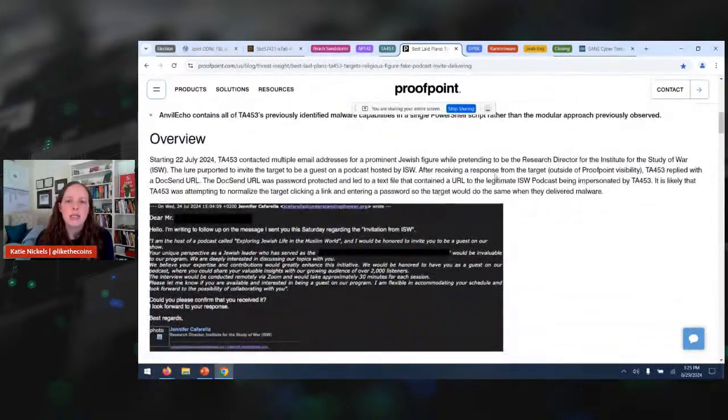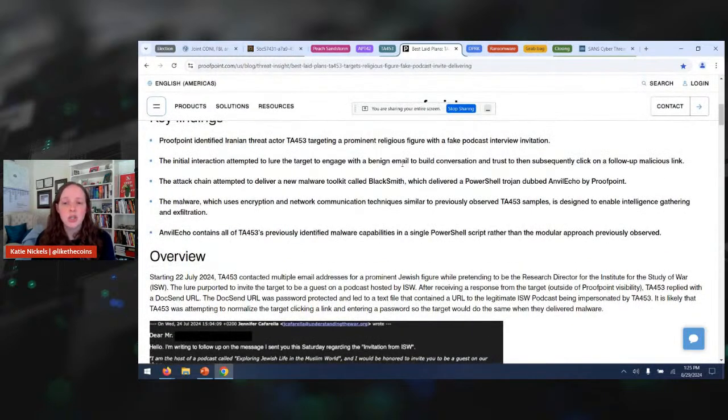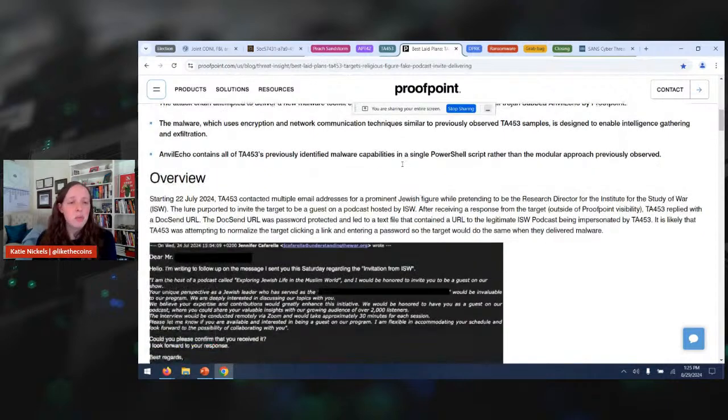So in this case, a prominent Jewish figure. If you work for a religious organization, this might be of particular interest. Maybe that isn't in your threat model per se, but you might want to think about the tactics, techniques, and procedures. A lure was sent initially, saying, hey, be a guest on my podcast, then sending a DocSend URL. One thing I've observed is a lot of actors like to include links to legitimate sites or document hosting places.